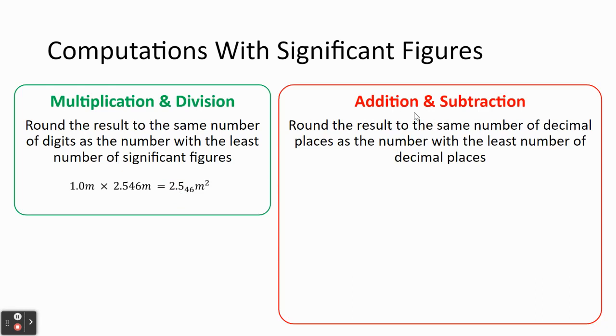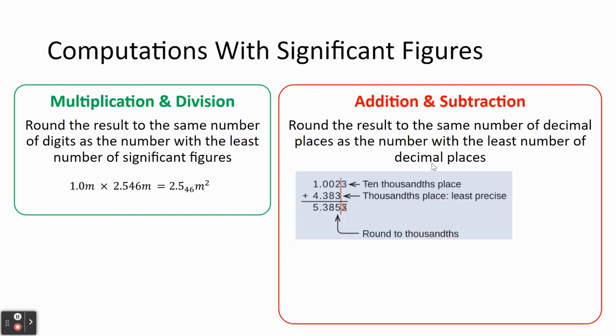Adding and subtracting have their own set of rules. So if we add or subtract, we would round the result to the same number of decimal places as the number with the least number of decimal places. So as an example, if we have 1.0023 and we add 4.383, the calculator tells us 5.3853 is our answer. But because we only have 3 decimal places here, we're going to round to 3 decimal places here.